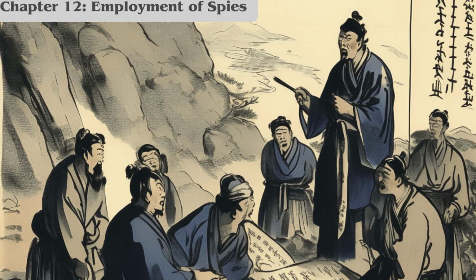Chapter 12, The Art of Spycraft. Deception and intelligence are the secret weapons of warfare. Sun Tzu, the master strategist, emphasizes the importance of employing spies to gain valuable information about the enemy and seize strategic opportunities. In the world of war, knowledge is power, and deciphering the enemy's intentions is the ultimate key to triumph.